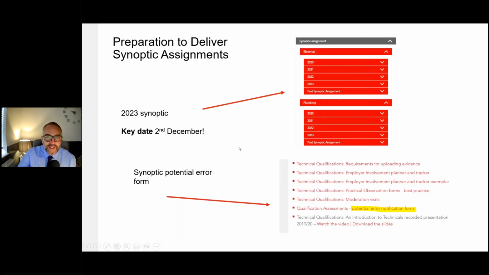There it is, the 2nd of December. I thought I had it on the slide somewhere. So there's a snip of the 2023 synoptic, and the key date for that is the 2nd of December. So there'll be an updated version. If we've had feedback and we need to amend it, that's when the updated version will go live. And there's the potential error notification form. So anything you think is an error or wrong or a problem, please let us know as early as possible.